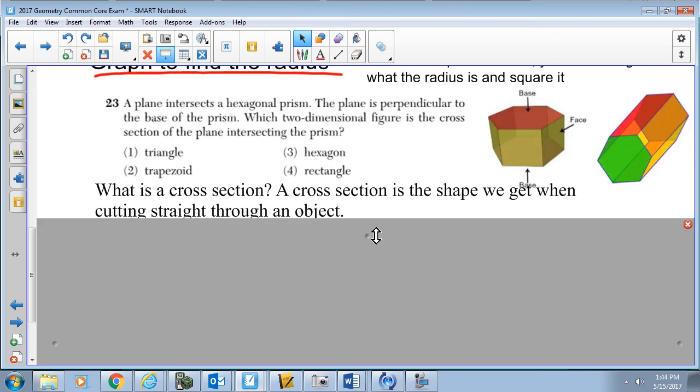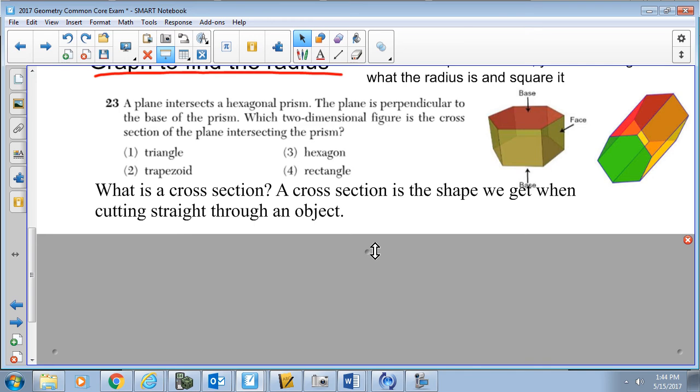Okay, it says a plane intersects a hexagonal prism. The plane is perpendicular to the base of the prism. Which two-dimensional figure is the cross-section of the plane intersecting the prism?